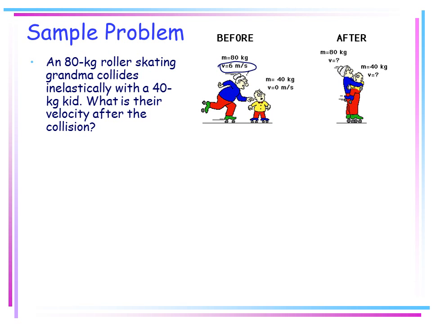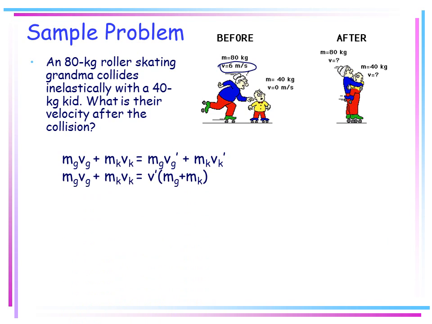Okay, so now here's a problem where we've got that same situation. We've got an 80-kilogram grandma about to collide with a 40-kilogram child at rest. We want to know the velocity of the kid and grandma after the collision. Well, conservation of momentum would look simply like this: subscript G for grandma, K for kid, and I've used a prime superscript for velocities after.